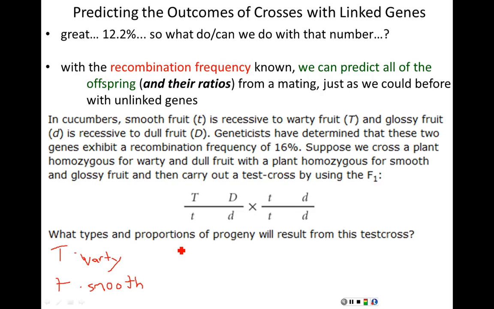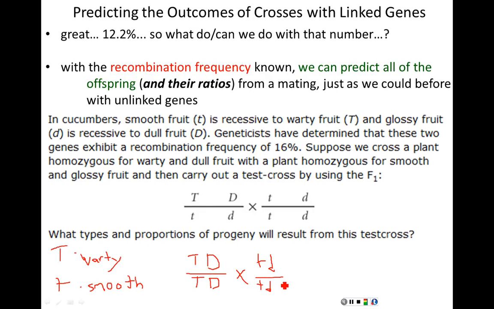So 16% of the time, we're going to get recombination. Suppose we cross a plant that is homozygous for warty and dull with a plant that's homozygous for smooth and glossy. Okay, let me not mess that up. All right. So warty and dull, homozygous. Well, I know these genes are coupled because it's homozygous. There's nothing but dominant alleles. Crossed with a plant that's smooth and glossy.